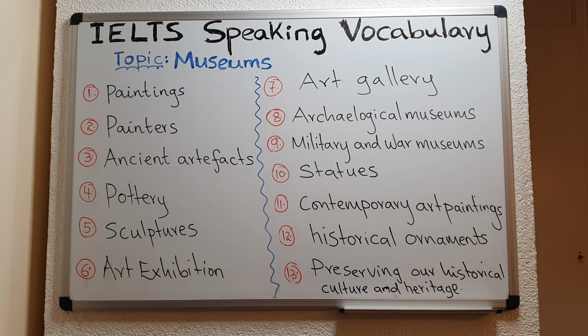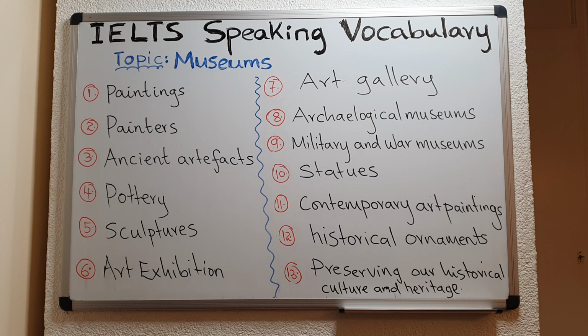Now, the next word is statues. Statues. Now, statues means that a statue is a carved or a cast figure of a person or animal, okay? And a statue is a carved or cast figure, okay? It is a sculpture, okay? A sculpture is a statue, okay? It is a statue.